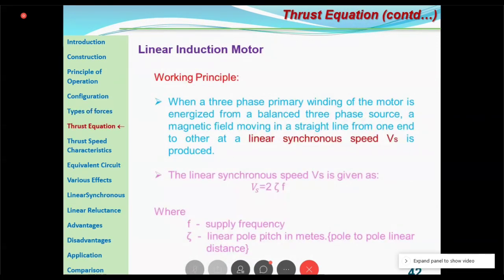The working principle: when the three-phase primary winding of the motor is energized from a balanced three-phase supply, a traveling flux wave is produced, which has a magnetic field moving with the linear synchronous speed Vs. The linear synchronous speed Vs can be written as 2 tau f. In the case of conventional motors, we write the synchronous speed Ns as 120 f by p. Here tau is the linear pole pitch.